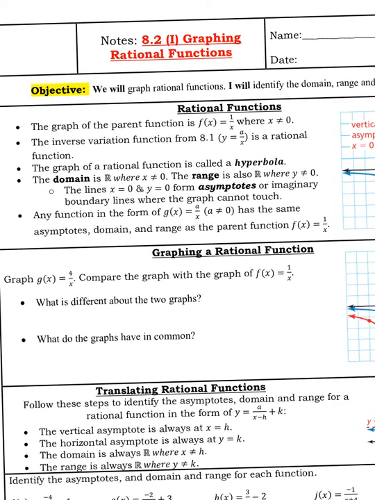Any function in the form of g of x equals a over x, where a can't equal 0, so you can't have 0 on top because then it would just make everything go to 0, has the same asymptotes, domain and range as the parent function 1 over x. All I'm trying to say is change this number to 1, -3, 10, 20 billion. As long as it's just divided by an x on the bottom, it'll have the same asymptotes where x can't equal 0 and y can't equal 0. That's all I'm trying to say.